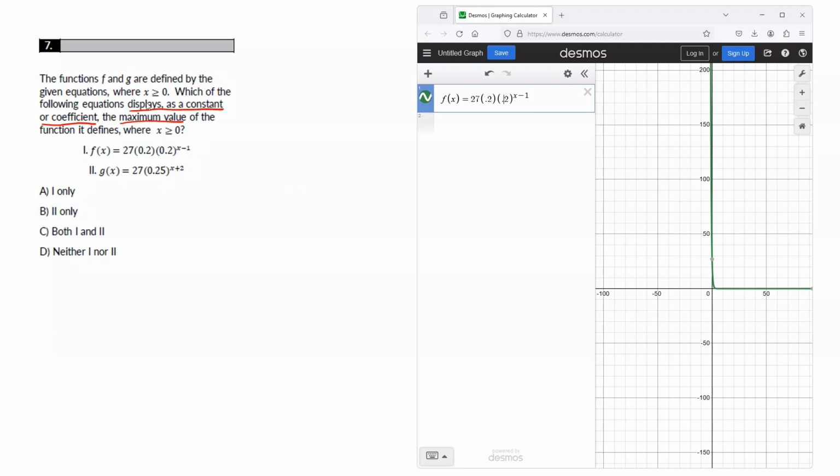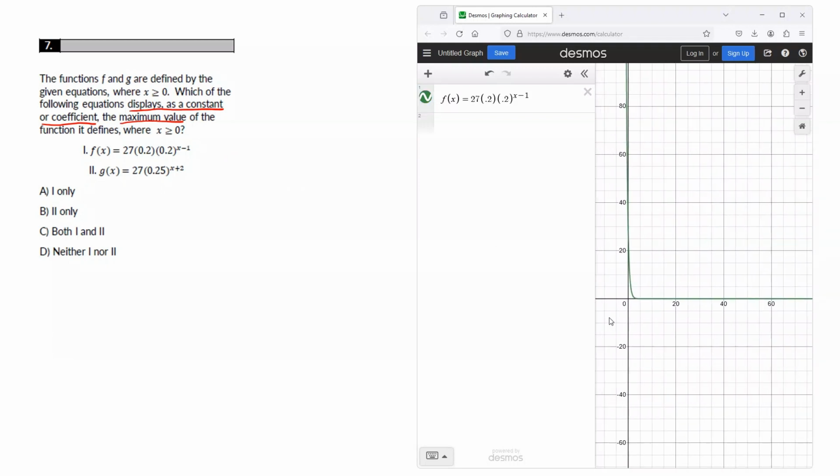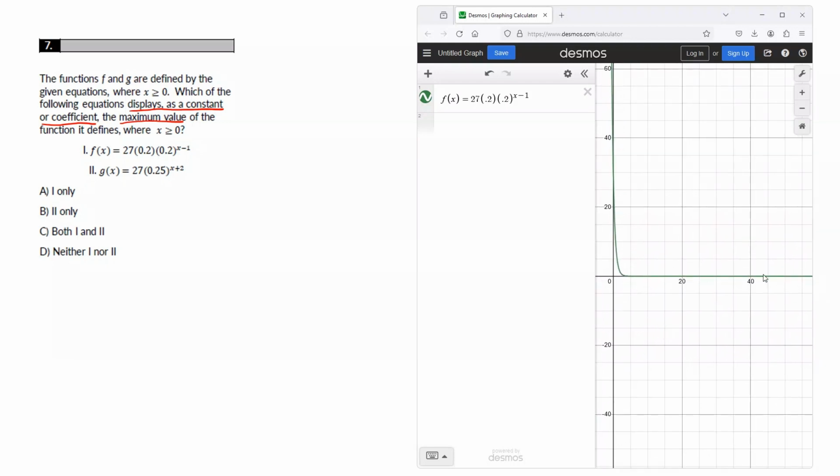So the maximum value when x is greater than or equal to 0. I'm only interested in the right-hand side of the y-axis, where x is greater than or equal to 0. I can see that from the y-intercept, and Desmos shows you where it is if you click on it, which is really nice. Here's the y-intercept. We are only going down from there. So in the area where x is greater than or equal to 0, the maximum value is 27. It never gets bigger.